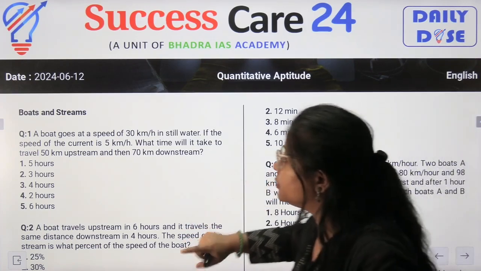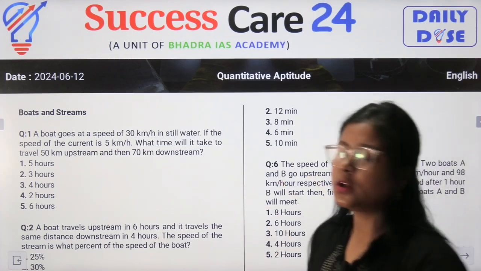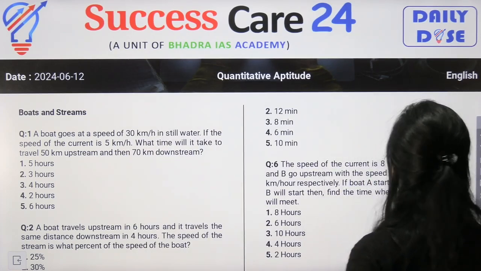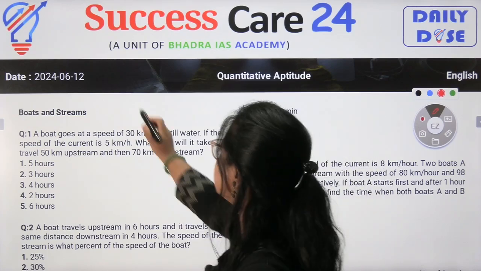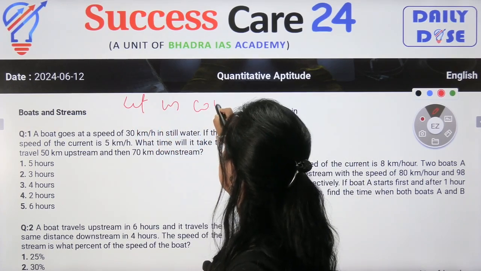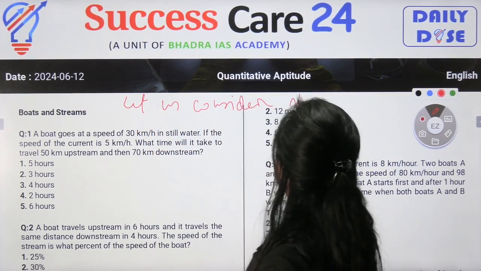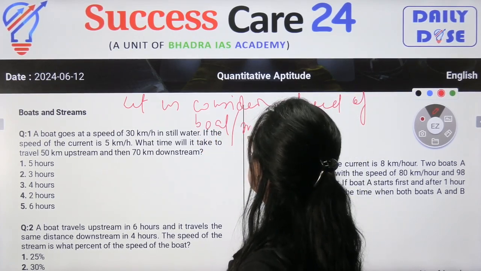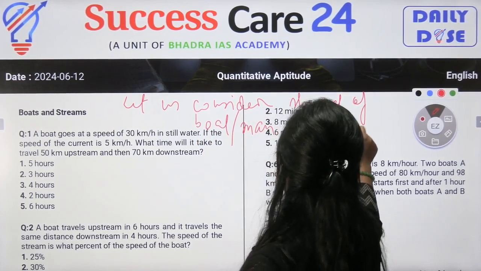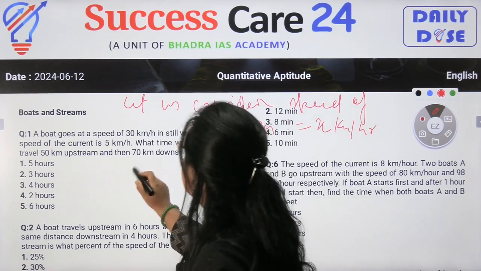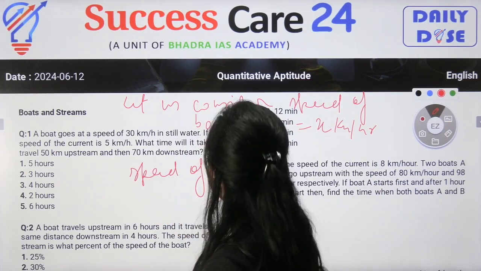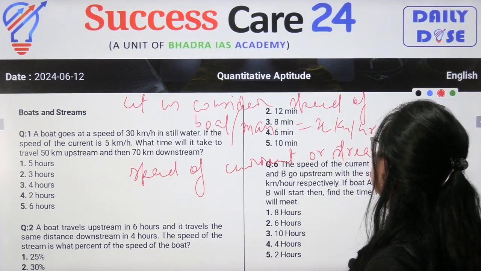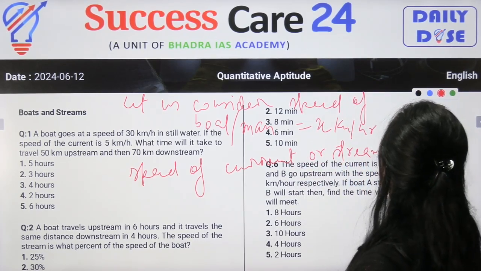Before moving forward to the questions, let us discuss the basics first. So what is it about boat and streams? Let us consider the speed of boat, or you can say man, to be x kilometer per hour, and the speed of current or stream to be y kilometer per hour.